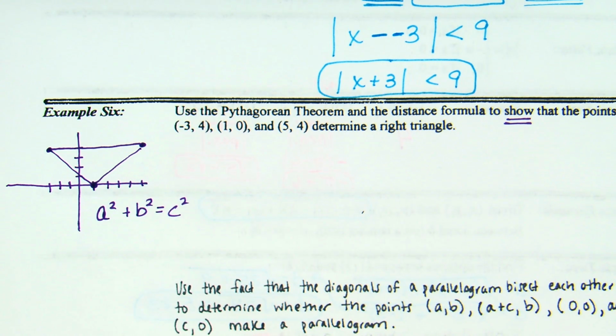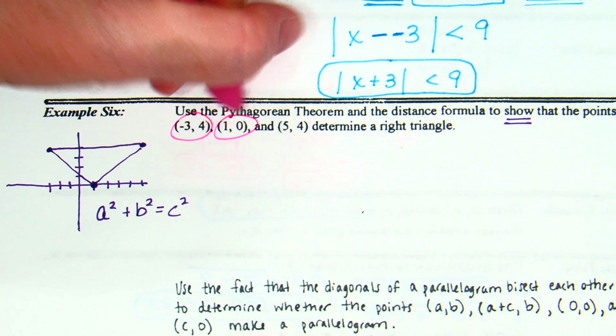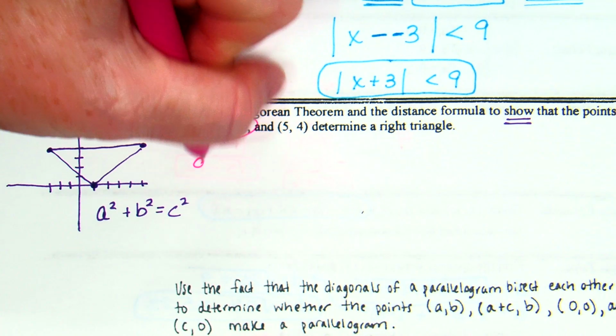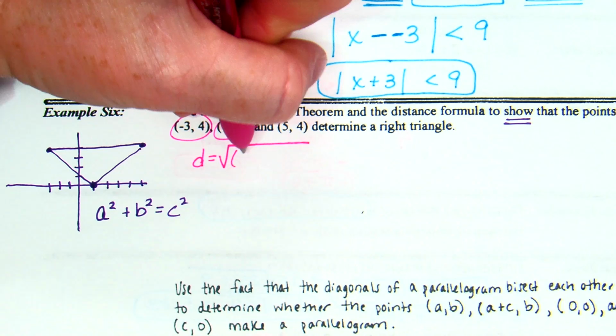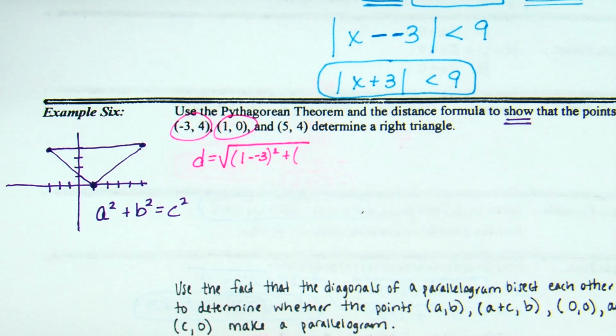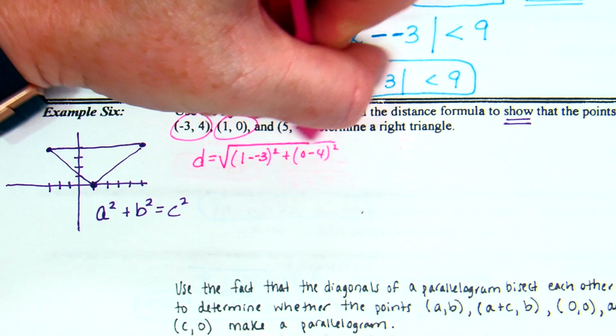So, here's what I would say. Pick 2 points to get yourself started. Doesn't matter. If I just pick, say, -3, 4, and 1, 0. Okay, do you remember your distance formula? d equals the square root of x minus x, quantity squared. So I personally am going to say 1 minus -3 squared, plus, since I did 1 minus -3, I'm doing 0 minus 4 quantity squared. That sounds familiar from yesterday, right?